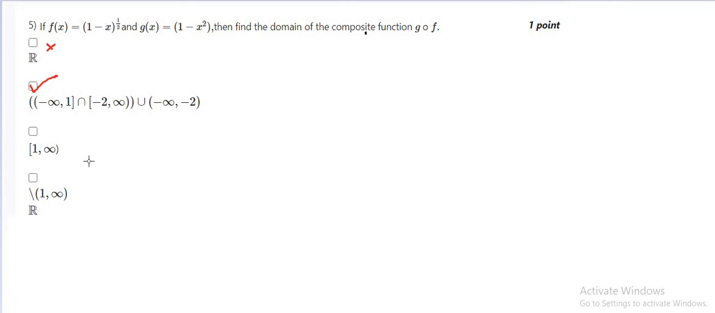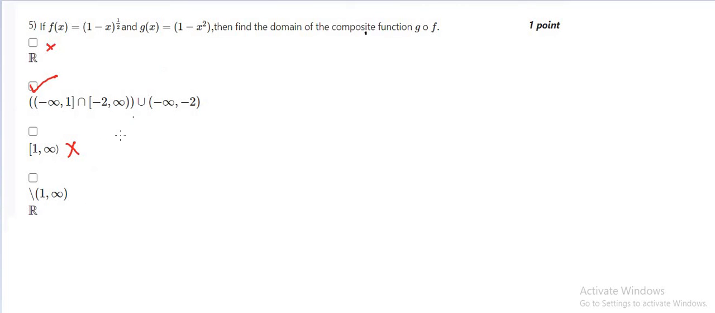Moving on to the next option, 1 comma infinity. As I have already said, in 1 comma infinity the function is not at all defined. We are getting an imaginary value. Thus, option C is also incorrect.